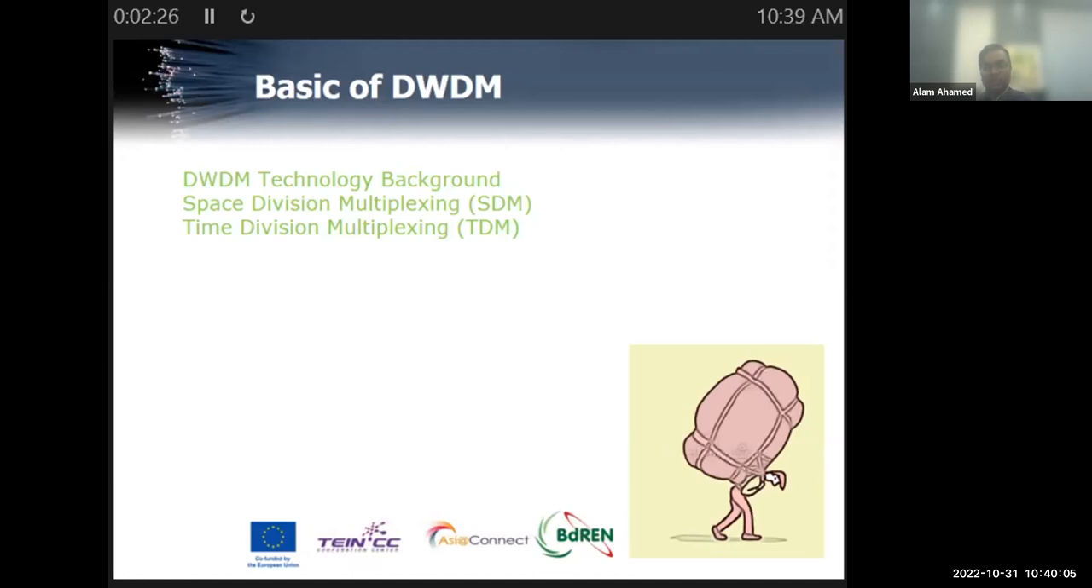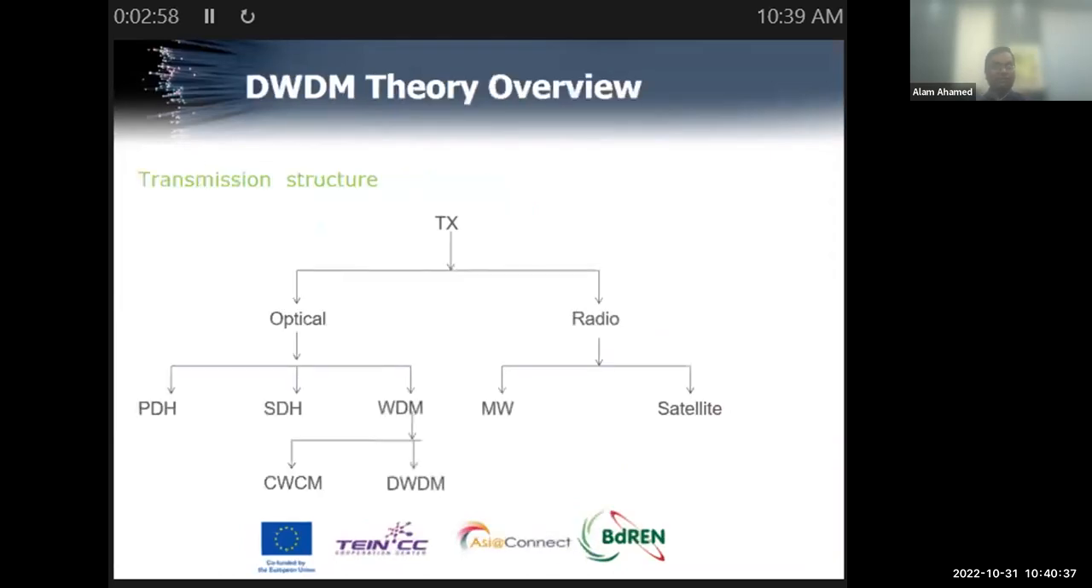DWDM technology utilizes the bandwidth and low attenuation characteristic of single mode optical fiber, adopts multiple wavelengths as carriers, and allows them to transmit in the fiber simultaneously. When compared with the common single channel system, dense wavelength division multiplexing, DWDM, greatly increases the network capacity and makes full use of the bandwidth resource of optical fiber. This is the main theoretical transmission structure.